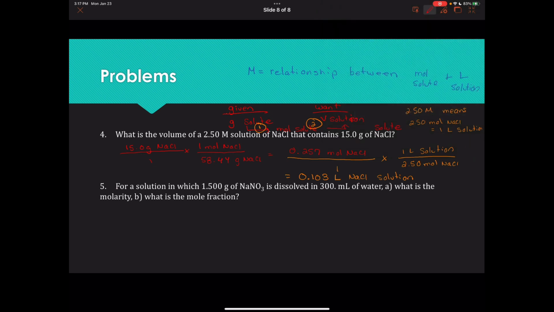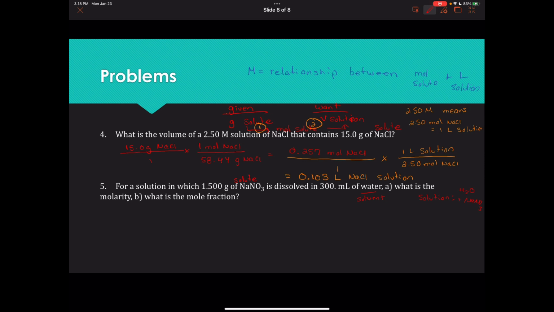Now with our final problem, we've got a solution in which 1.5 grams of sodium nitrate is dissolved in 300 milliliters of water. And we're asked for the molarity and the mole fraction. So my sodium nitrate is my solute. The water is the solvent. So the solution is the water plus the sodium nitrate.